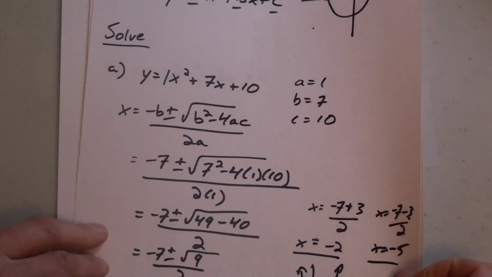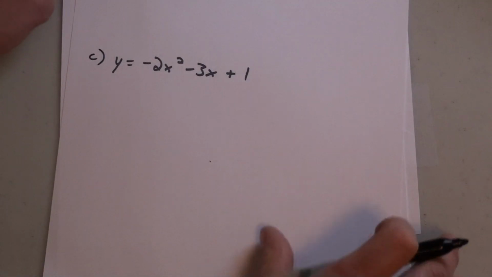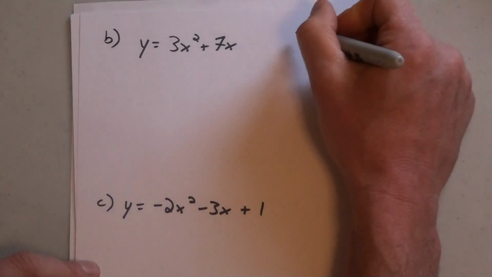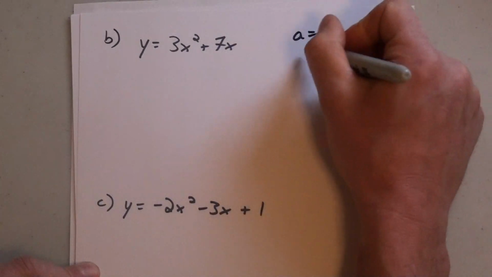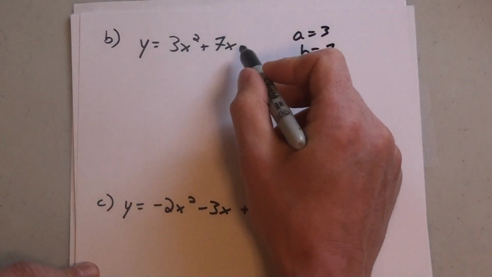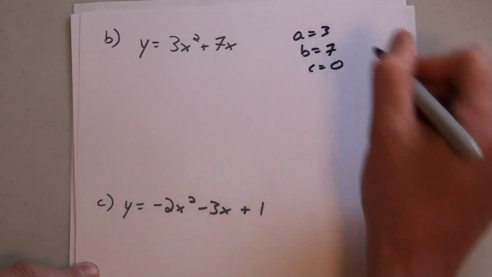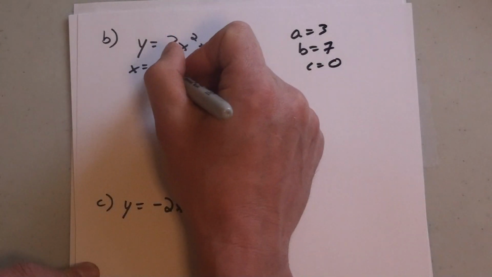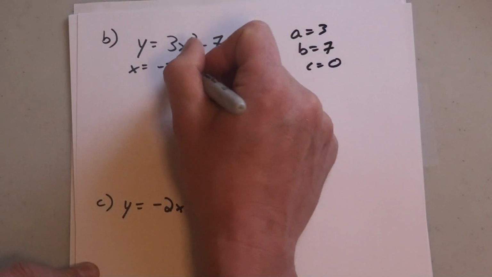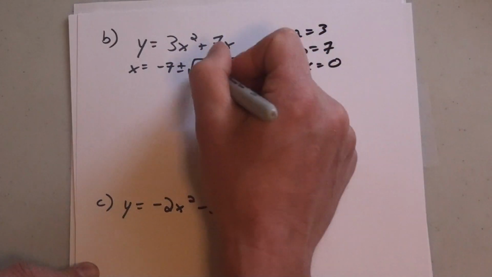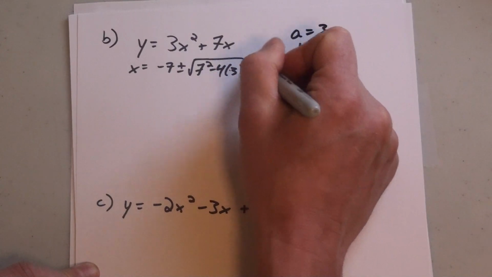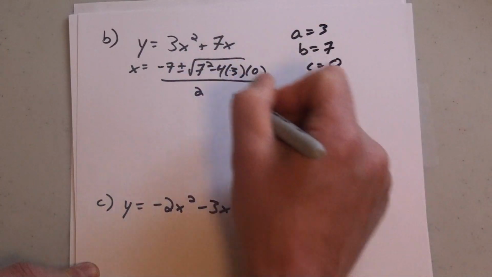For the second example here, I have an a value equaling 3 and a b value equaling 7. It has no c value, so the c that I'll put in the formula will be 0. I'm just going to go x equals negative b plus or minus the square root of b squared minus 4ac all over 2a.